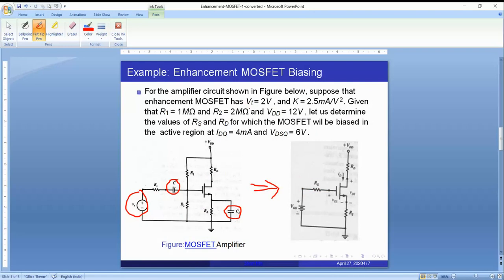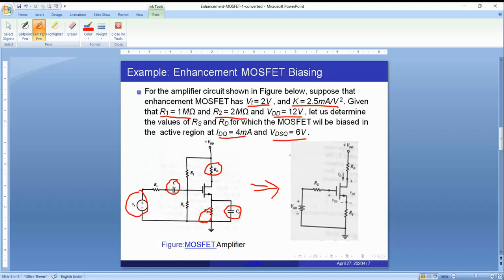Given the threshold voltage, the voltage above which the channel is formed, is 2 volts, and the K value used in ID calculation. Remember, in enhancement MOSFET, ID is equal to K into VGS minus VT whole square. K is given as 2.5 milliampere per volt squared, R1 is 1 mega ohm, R2 is 2 mega ohm, and VDD is 12 volts. Let us determine the values of RD and RS so that the MOSFET will be biased in the active region. Given IDQ is 4 milliamperes, VDSQ is 6 volts.